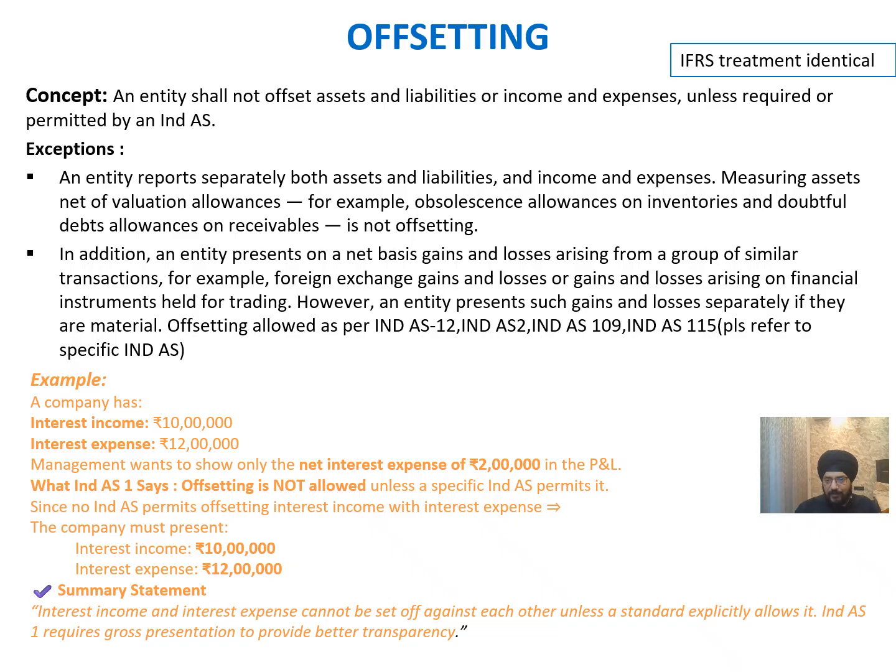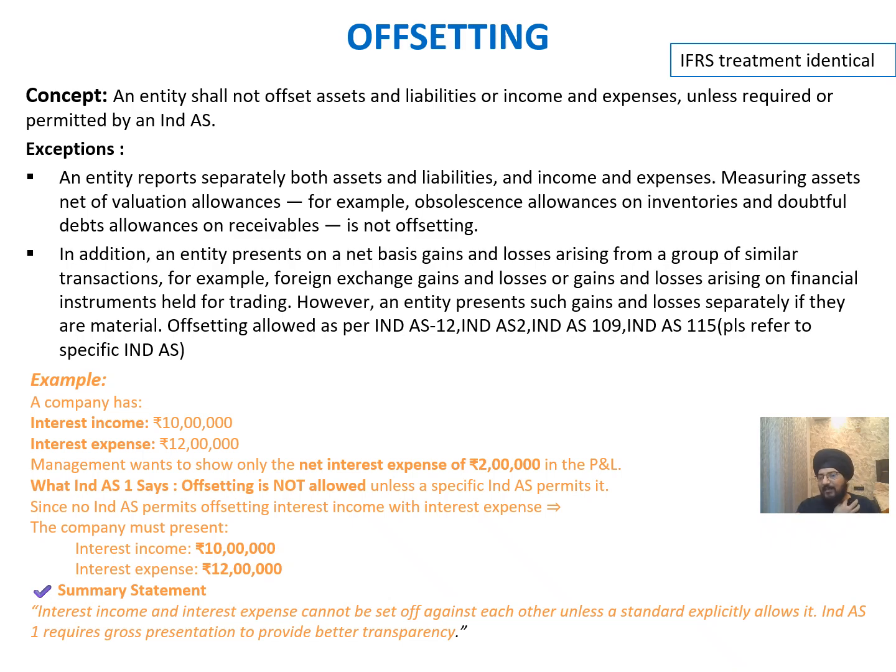Which means that an entity shall not offset assets and liabilities or income and expenditure unless required by an Ind AS. Exception: an entity reports separately both assets and liabilities and income and expenditure, measuring assets net of valuation allowances. For example, an obsolescence allowance for inventory and doubtful debts allowance for receivables is not an offsetting. Which means that any obsolescence allowance for inventory is again permitted as per Ind AS 2, specifically for inventory, which speaks about it.